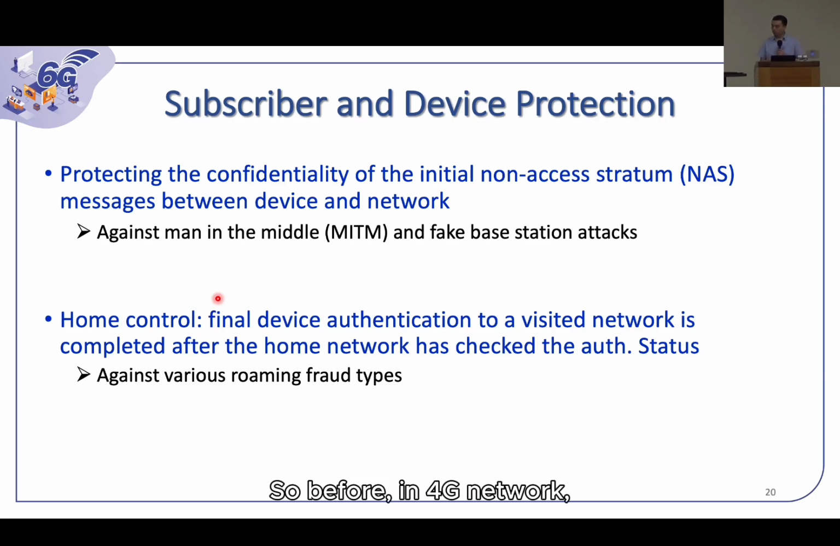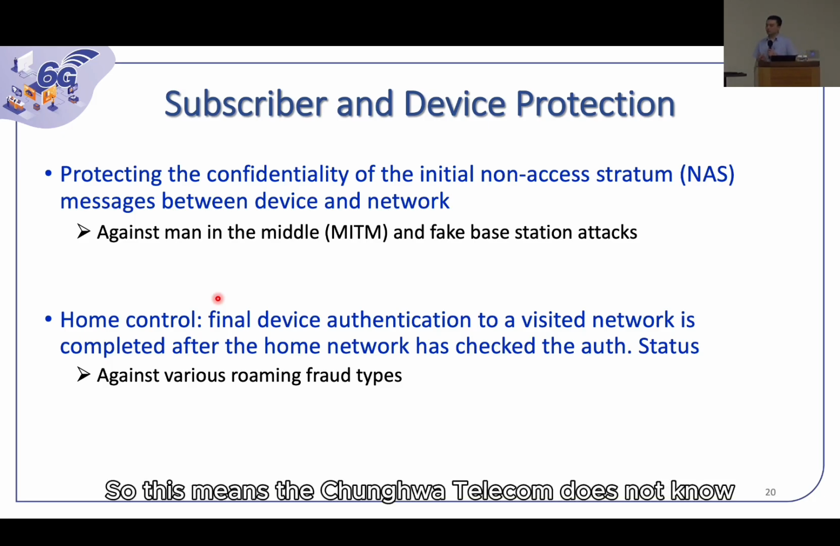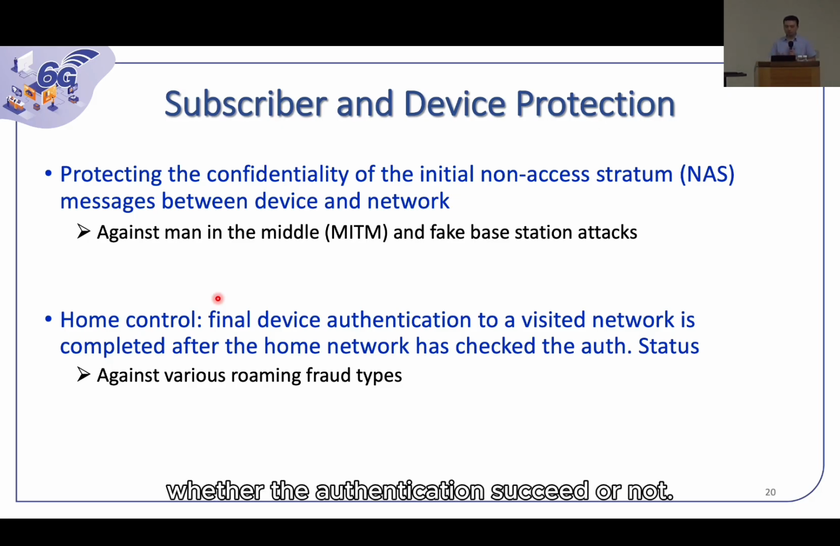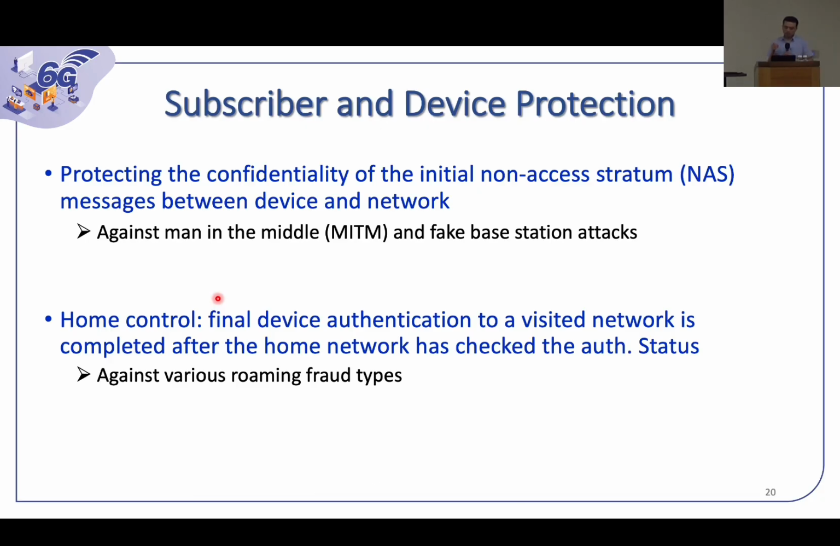So before in 4G network, the final authentication would end at the serving network. So this means Chunghwa Telecom does not know whether the authentication succeeds or not. So it would be difficult for the home operator to control the end devices or know the status of the end devices. So in 5G network, the security increases the home control. All the authentication procedures need to go back to the home network. Okay, so this home network can know better the status of the devices.